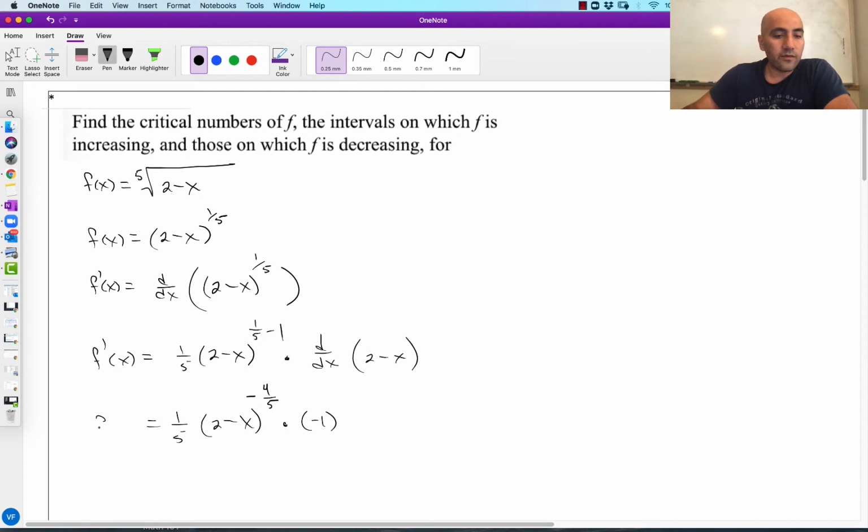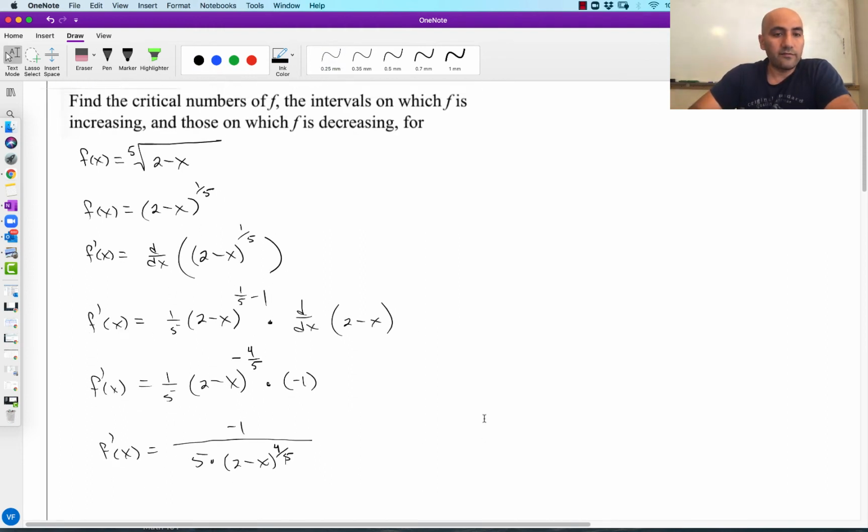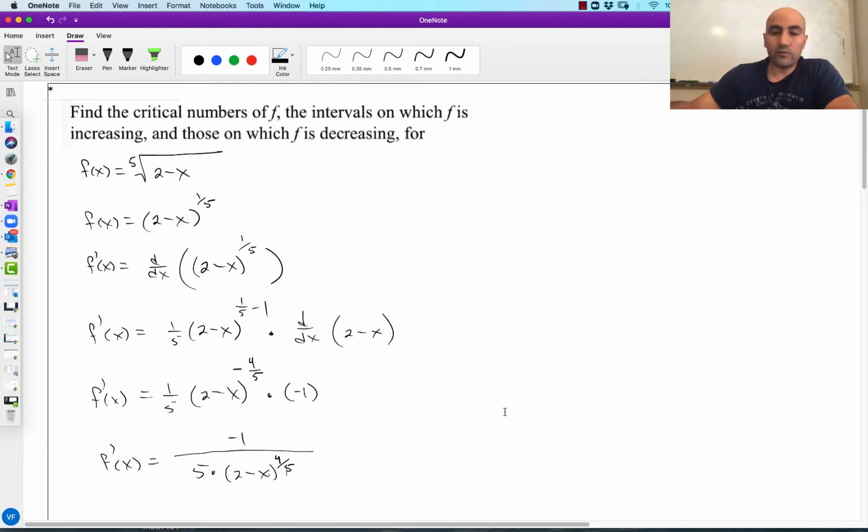So we can simplify the whole thing a little bit by saying that the first derivative is going to be equal to a giant fraction where the only thing in the numerator is this minus 1, and in the denominator we'll have this 5 times 2 minus x to the power of positive 4/5. Okay, so step 1, find the derivative. When you're doing your homework, not really sure what to do, just start there. Find the derivative. Found the derivative.